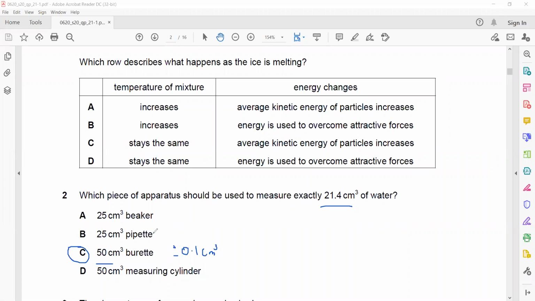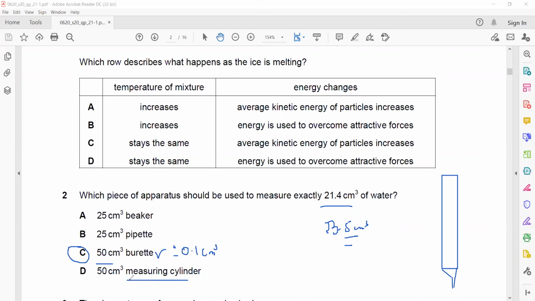For a pipette, it can record only a fixed volume. A 50 cm cube burette means the maximum it can record is 50, but the smallest value in a burette is 0.1 cm cube. So if you want to measure, for example, 21.4 or 23.5, when you want to measure accurately to 0.1 cm cube, the most accurate apparatus is a burette.